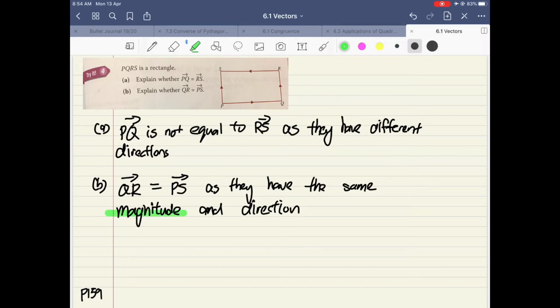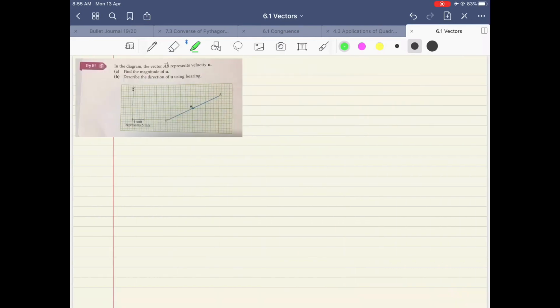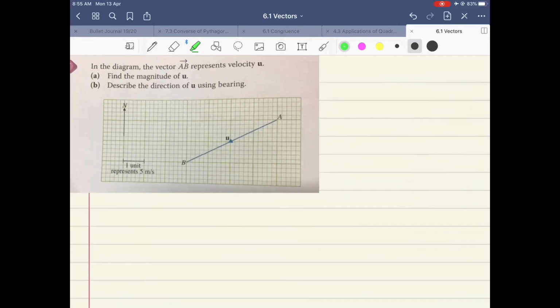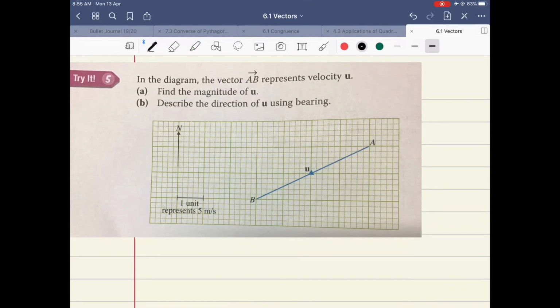And just for effects, I will highlight the 2 points there. Same magnitude, same direction. Okay, now we're going to move on to try it 5. For try it 5, the diagram AB represents the velocity u. Find the magnitude of the vector u. Just to remind you all that for vectors, you have to have the curly line.